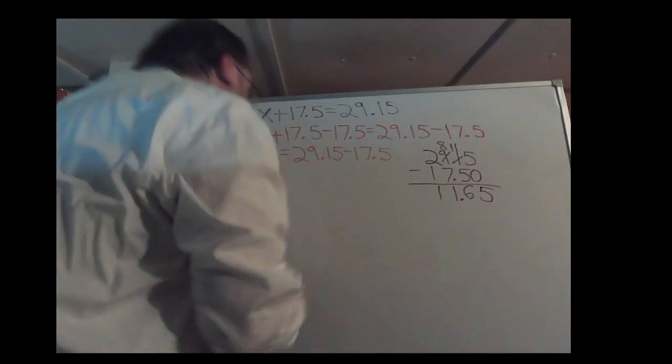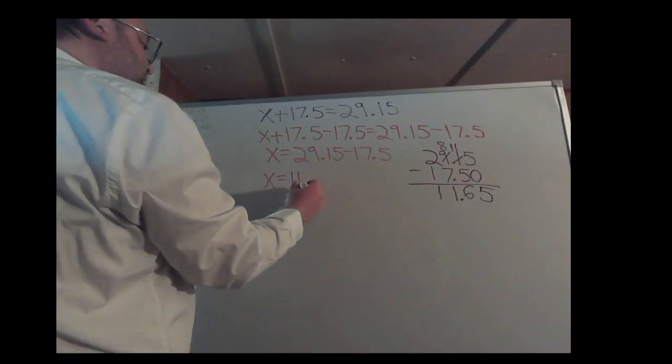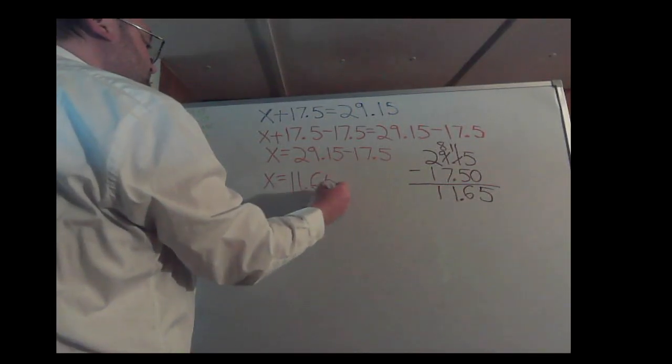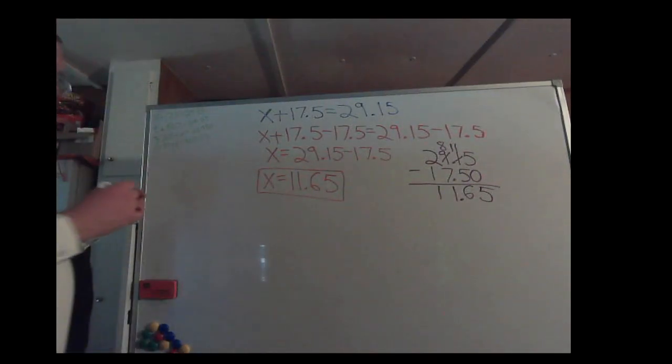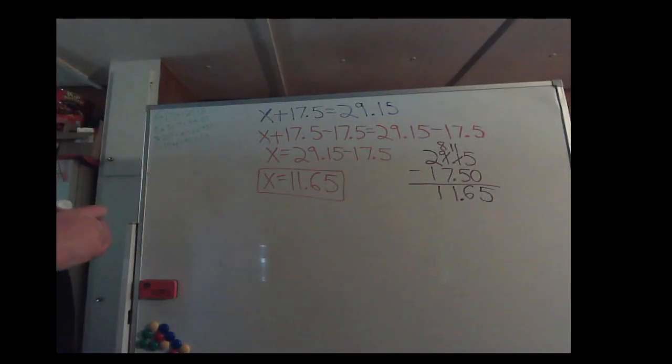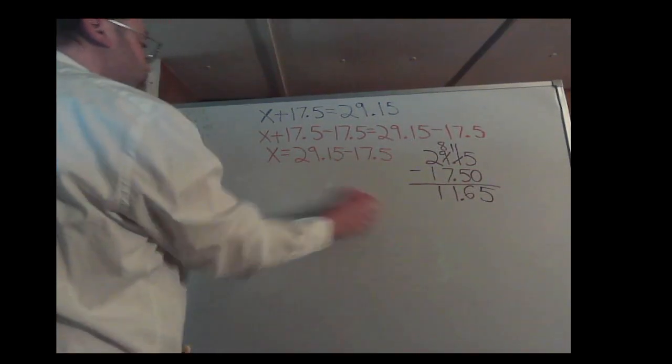Which would have to mean that x is going to equal 11.65. And that is your solution to this equation. X equals 11.65. And not much to it. I got 3 more examples.